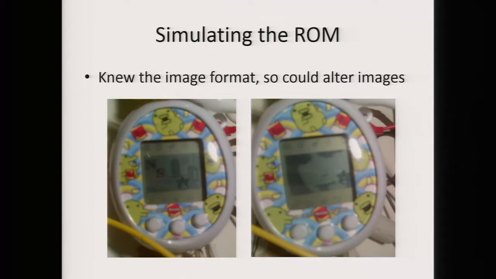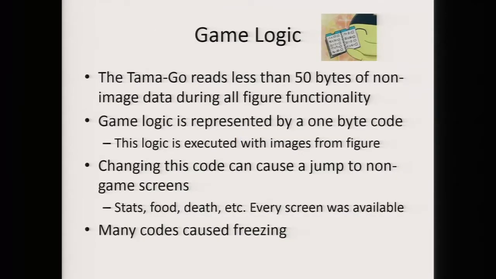And from this, I was able to do a few things. To start off, I could put different pictures on the front of the Tamagotchi. That was fairly simple. When you put a figure on, it draws a picture of like a wardrobe or a chest that you keep your toys in or something like that. So I was able to swap that out for different images. Also, I was able to play around with some of the logic.